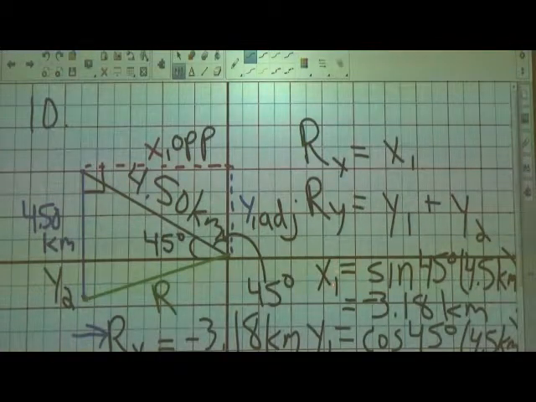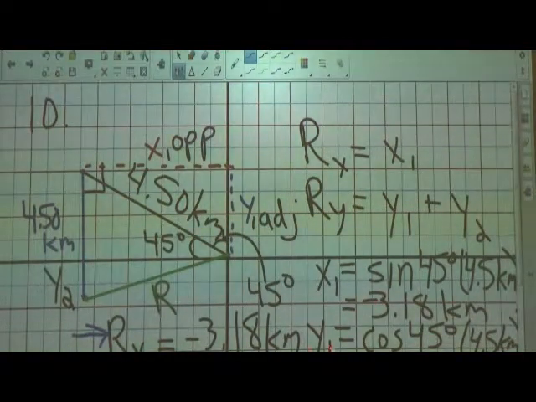So if we want to find x1, so we can find this total resultant in the x direction, we're going to take x1 equals, and then you got to make a decision. Do I use sine or cosine? So x is opposite, because sine of an angle is opposite over hypotenuse. So we're going to use sine 45 degrees times 4.5 kilometers. That comes out to be 3.18 kilometers, but that's going west, so make sure that negative sign is there.